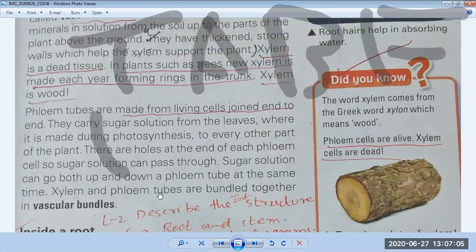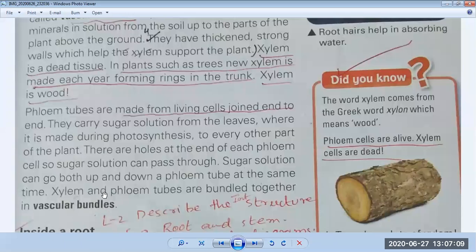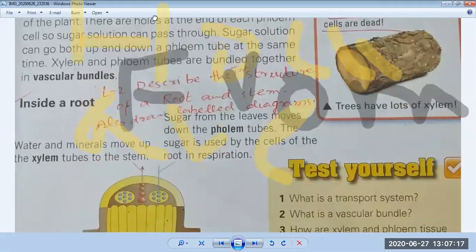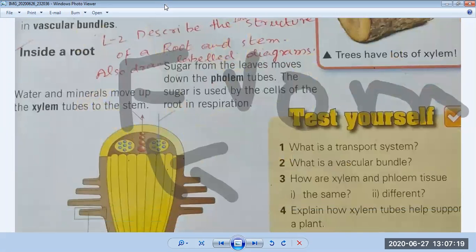So xylem and phloem tubes are bundled together in vascular bundles. So what is phloem tissue? The important role of phloem tissue in the body of a plant is that it gets sugar solutions and takes them up to all parts of the body of a plant.